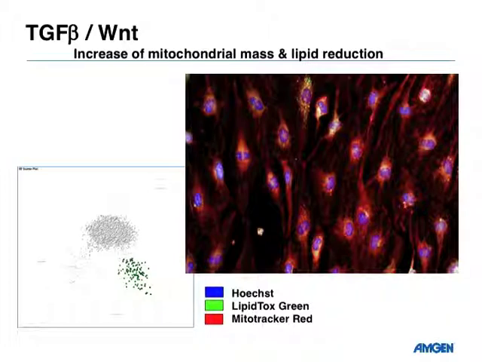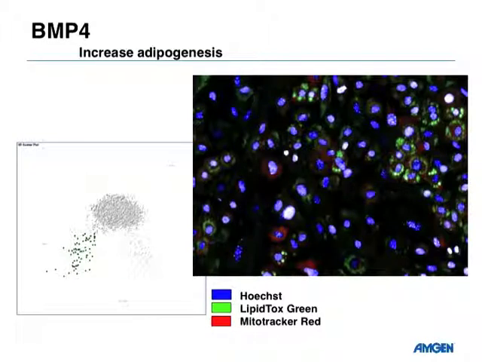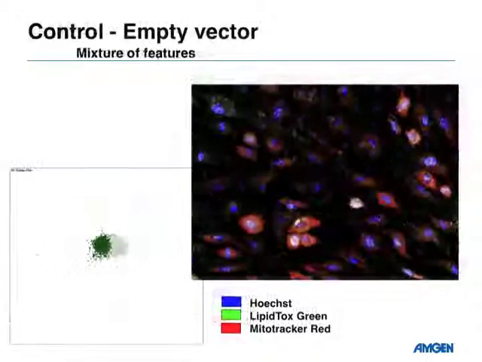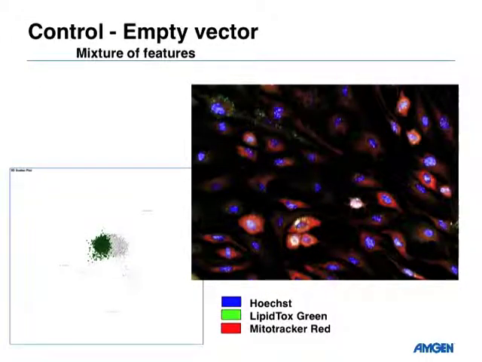In this principal component space, the things way over here are cells that have been treated with TGF-beta or Wnt, and you can see that they have a large amount of mitochondria and a lipid reduction. If you treat with BMP4, you see an increased adipogenesis, a reduction in mitochondria, and huge lipid droplets, and something in between. Those are our controls. We knew those things were going to be really far out.